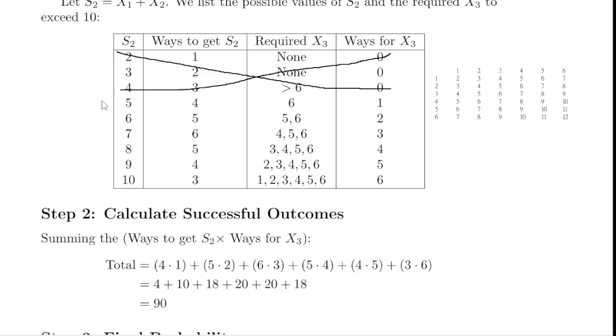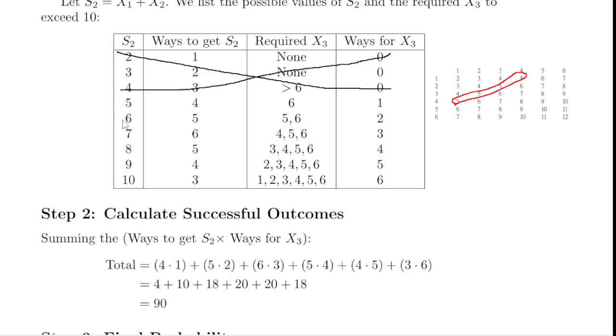If the sum of the first 2 rolls is 5, we can go to this table and see right here there are 4 different ways to get a 5. And the third number must be 6 because that makes 11. Anything less than that will not be greater than 10. So there's one way for x3. Then we move on to 6.